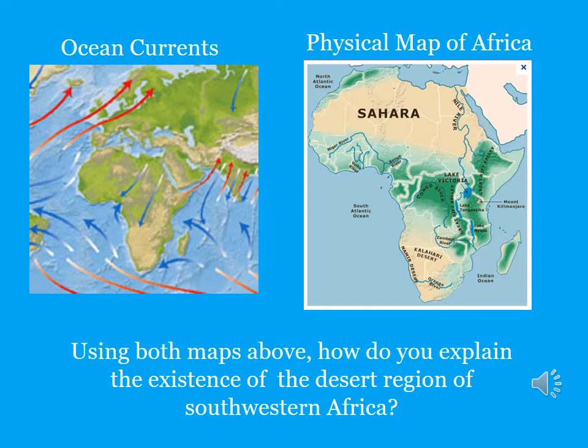Now, remember what I said before: warm air wants to be cold and cold air wants to be warm. Well, that's the same thing with ocean currents. Warm water wants to be cold, and cold water wants to be warm. And based on the rotation of the Earth on its axis, that creates a Coriolis effect for air currents. It also affects ocean currents to a small degree as well.